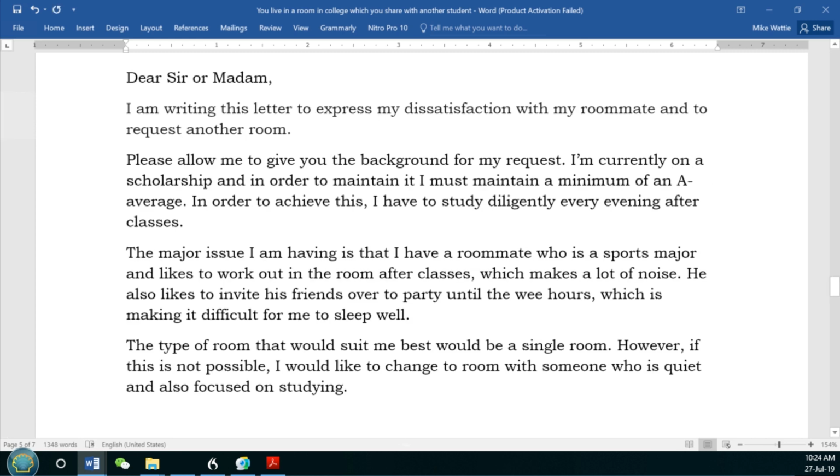Alright, so in terms of task response, we've responded to all three questions. In terms of cohesion and coherence, the overall structure is excellent. We've got words that are signaling our response to the 3 bullet points. Alright, so I hope you can see the importance of planning your essay up front before you start writing it.